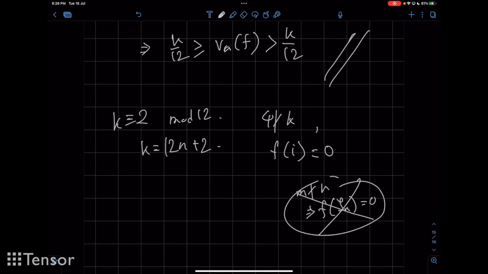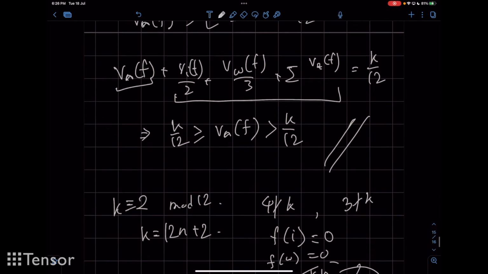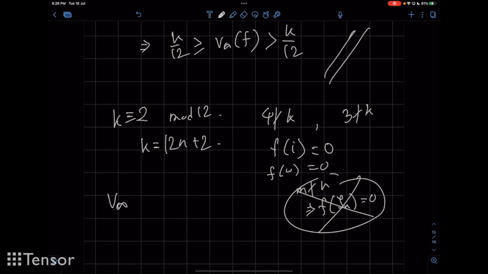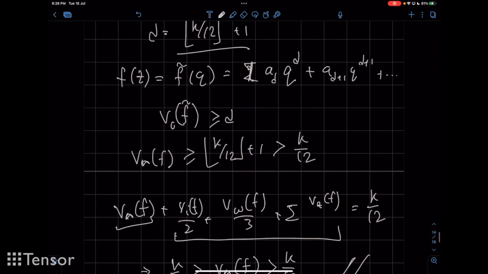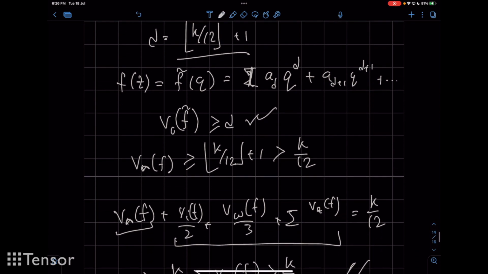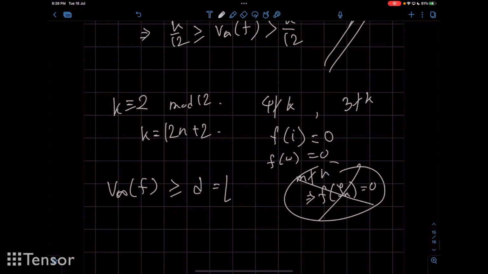Also, here we have that 3 also does not divide k. So f of omega is also 0, right? And as before, we have that V infinity of f is at least D, and here D is floor of k over 12.